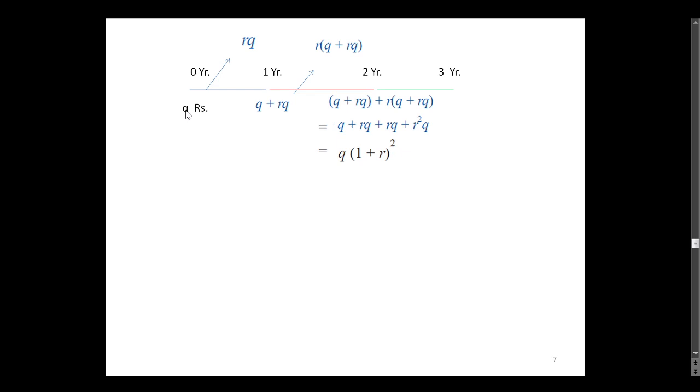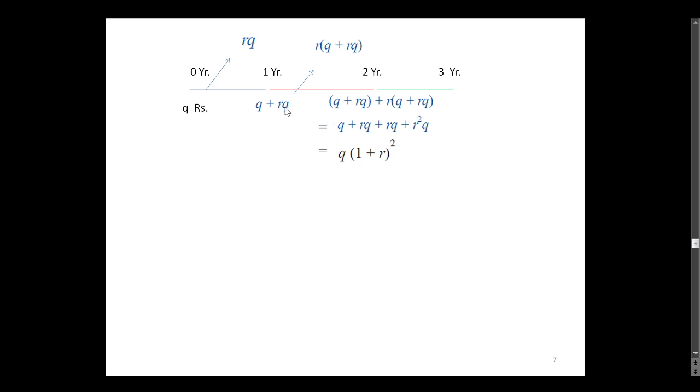Let us consider the Q rupees has been set aside right now, that means the 0th year. So if the interest rate is R, the Q amount will become Q plus the interest on the Q, that is R into Q. So on the top side, this will be the interest earned for that year. When we deposit the Q amount today, at the end of first year, it will become the deposited amount plus interest, that is Q plus RQ.